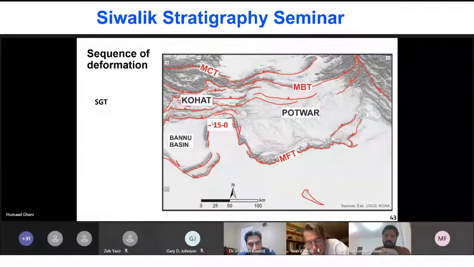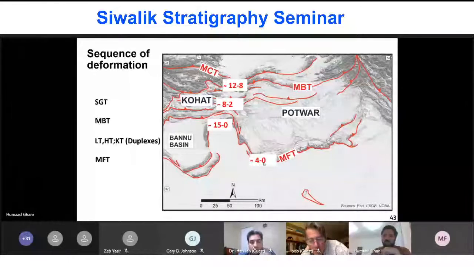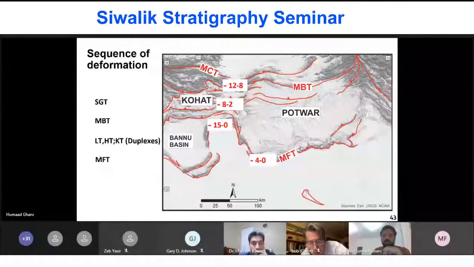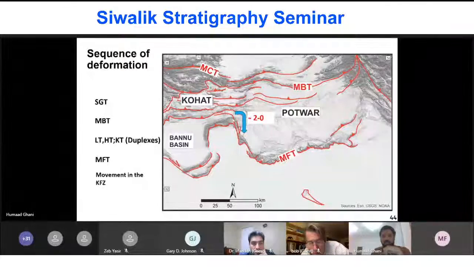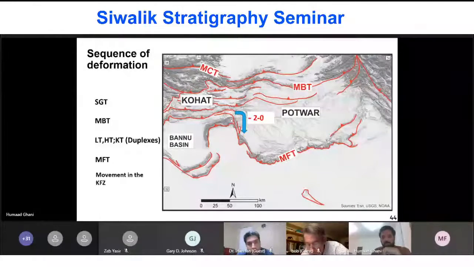In terms of sequence of deformation, what I think is that it started here in the trans-Indus ranges at the Siwalik range around 15 million years. And then the MBT development from 12 to 8 million years, and from 8 to 2 million years, the deformation propagated south of the MBT toward the Siwalik range. And from 4 million years to present day, this Salt Range thrust or Main Frontal Thrust was active. And in the last 2 million years, the salt is playing an active role. It is migrating in the subsurface toward this Jhelum loop, forming this bend in the Salt Range thrust. And it's also rotating and changing the strikes of the structures in the southern Kohat as well.